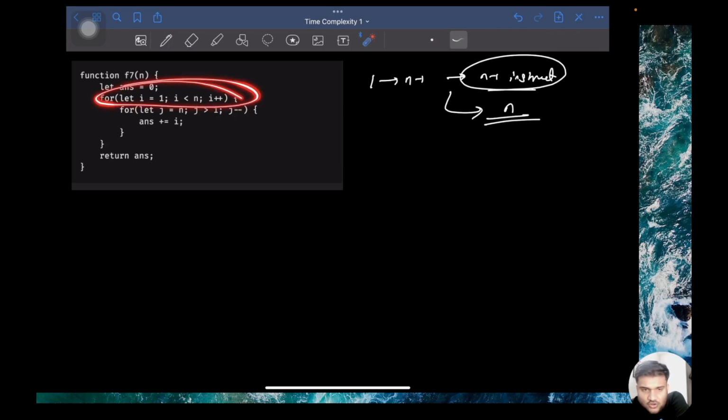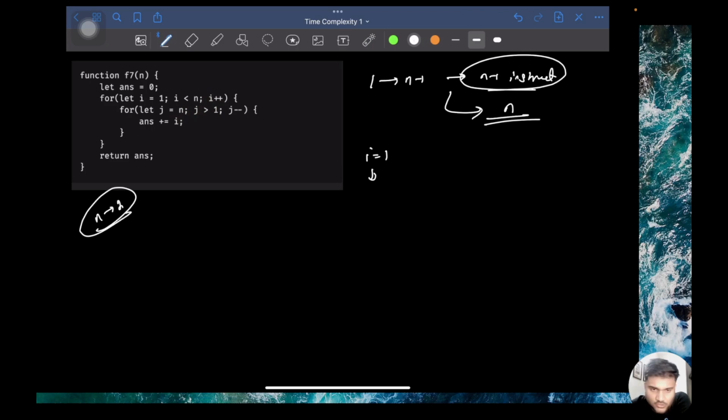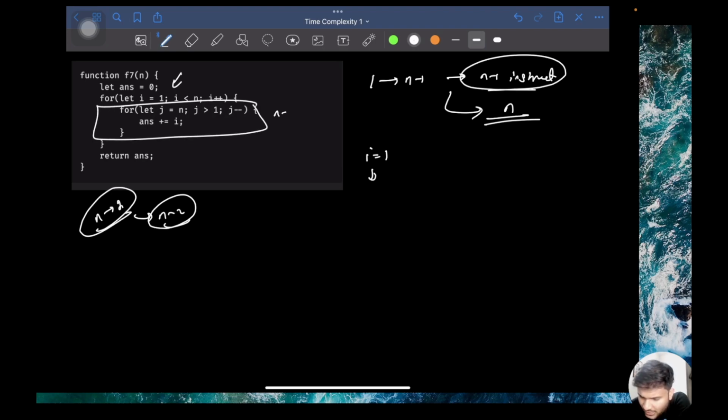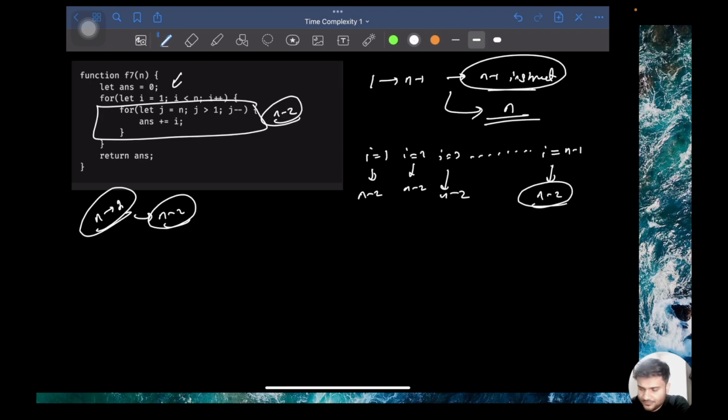Then in every iteration of i, when let's say i is 1, then j goes from n to 2. If j goes from n to 2, what is the total number of iterations? Can I say n minus 2? So in every iteration of i, j does n minus 2 iterations. So i equals 2 also, n minus 2. i equals 3 also, n minus 2. And so on. At last, when i becomes n minus 1, then also you'll do n minus 2 instructions.